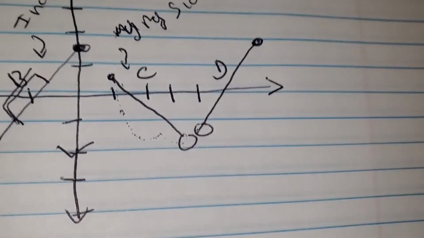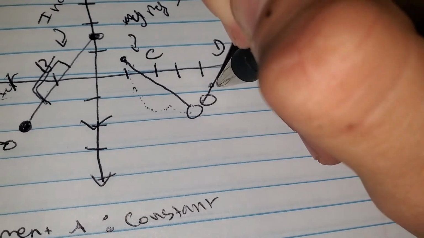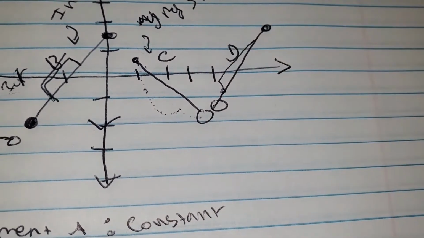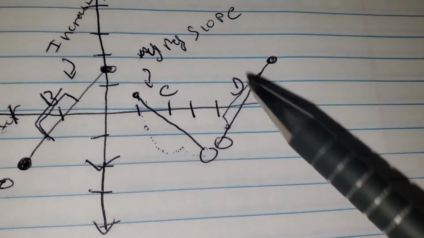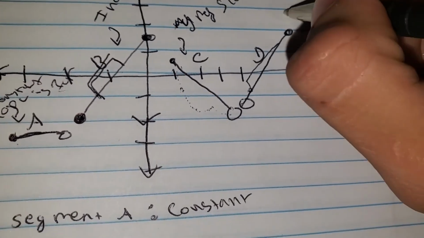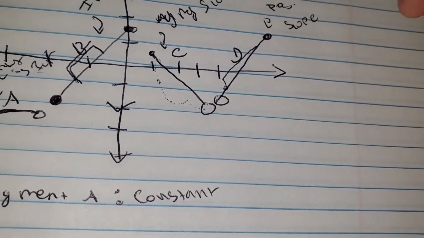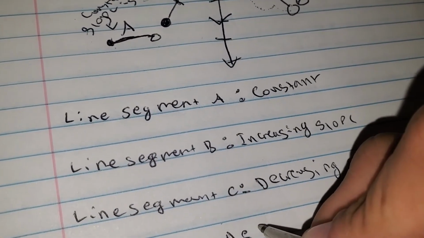And line segment D, last but not least, is sloping upwards. The y values are increasing and the x values are increasing, meaning the slope is positive, meaning that it's increasing.